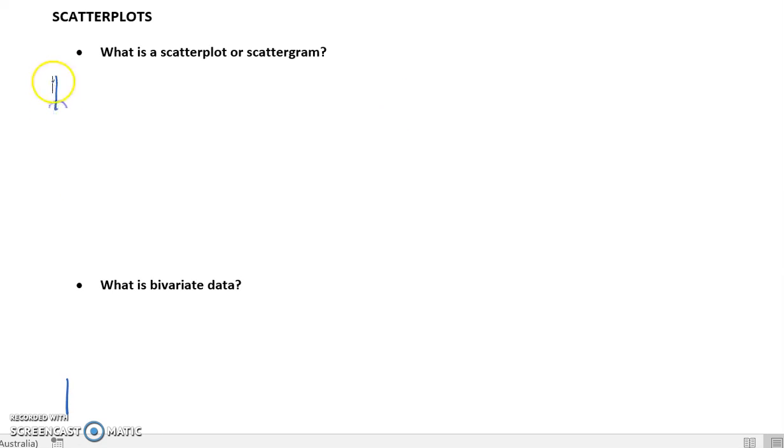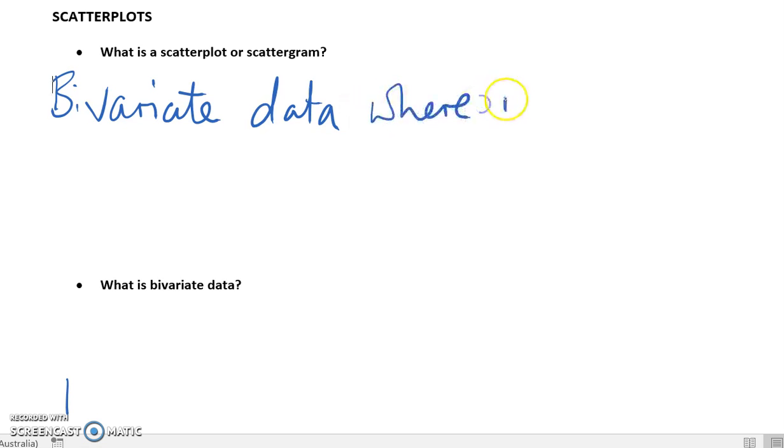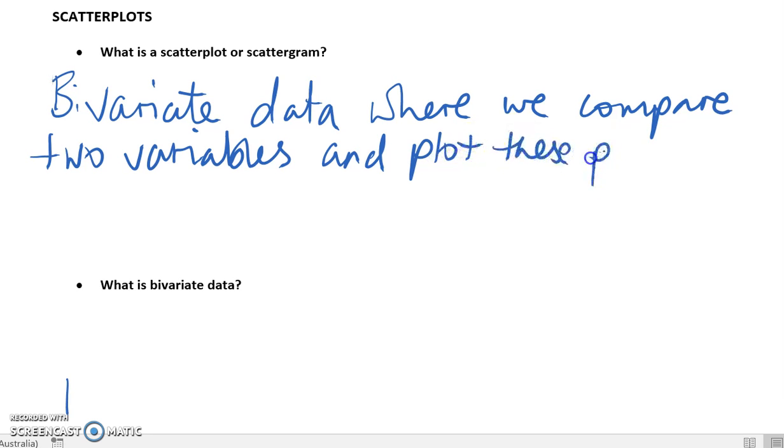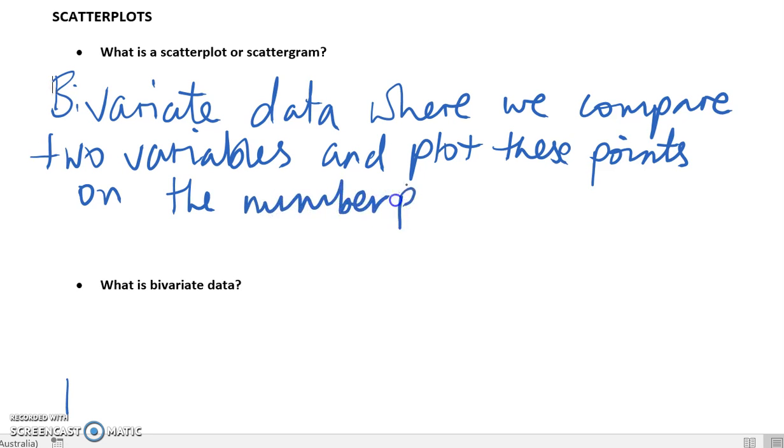So we're looking at bivariate data. You just want to write this down in your booklet if you've got it or in your notes. So bivariate data where we compare two variables and plot these points on the number plane. Obviously, we'd still need to make sure we label our axes, titles, etc.